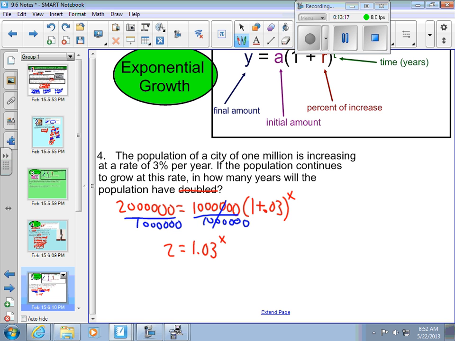All right, how do we solve this one now? If you have a variable in the exponent, you need to use logs. And you can use natural log or common log. Let's use common log this time. Let's log both sides. What that lets us do is bring down our exponent. So what we have is log of 2 equals x times log of 1.03. If we divide now by log of 1.03, we get x by itself.